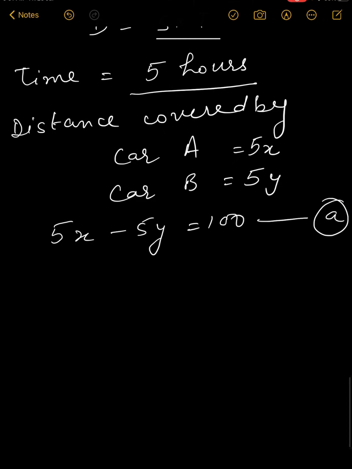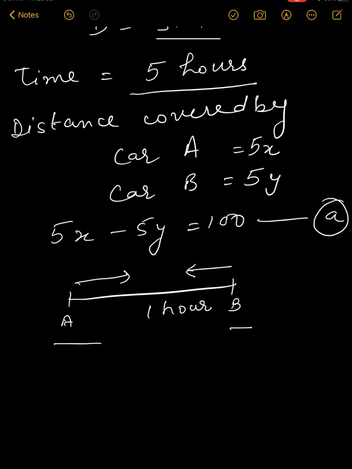Now if they travel towards each other, they meet in 1 hour. Now it is saying if there is a car at point A and a car at point B and they travel towards each other, they meet in 1 hour. That means this time both the cars travel for 1 hour. दोनों कार कितने टाइम तक चली? 1 घंटा.